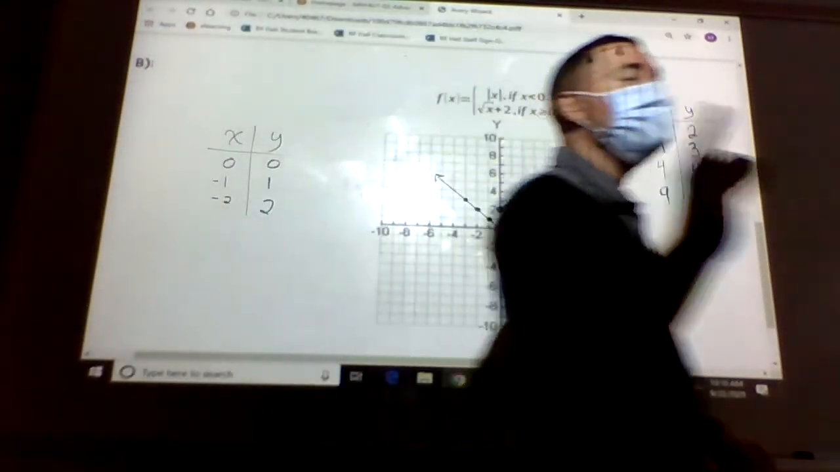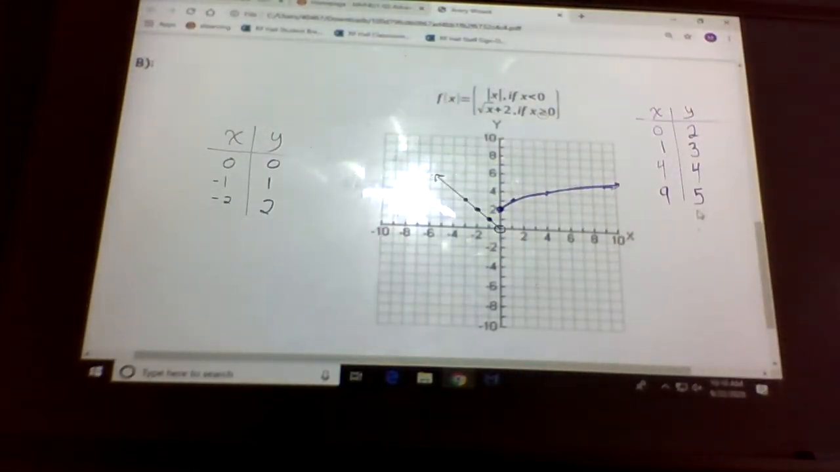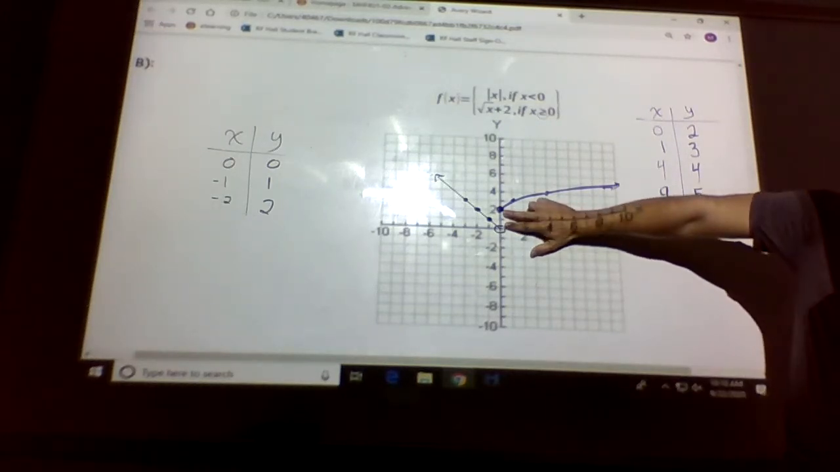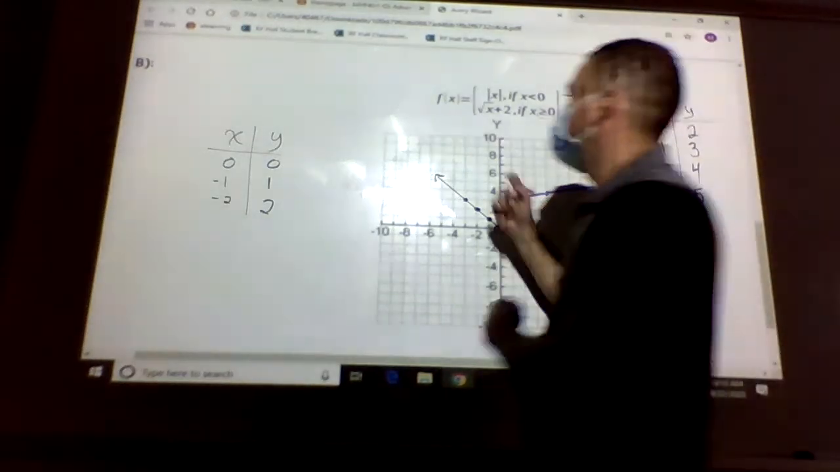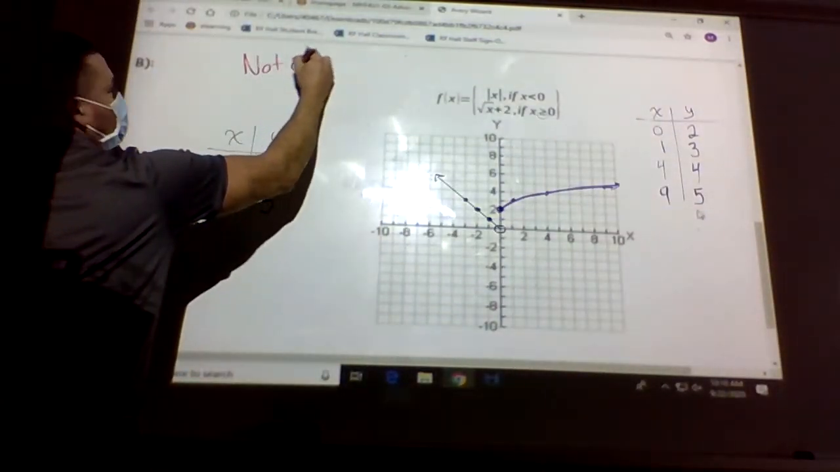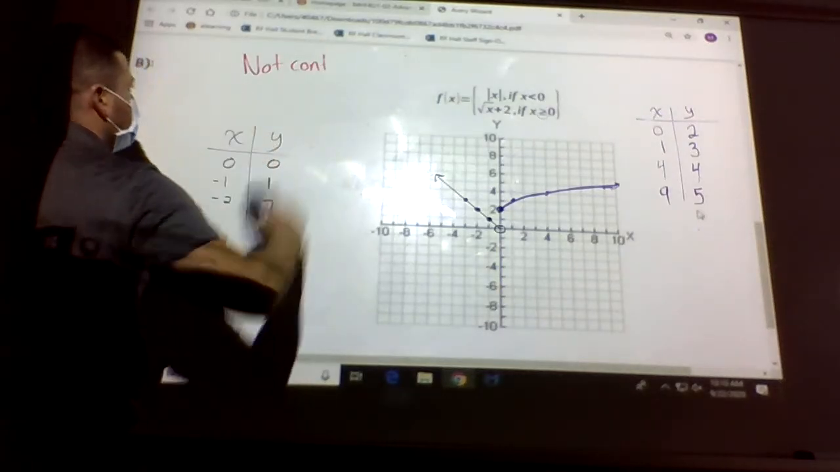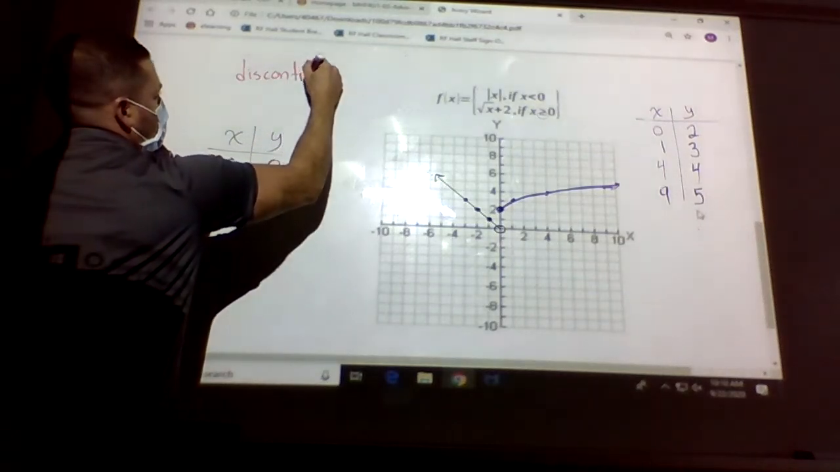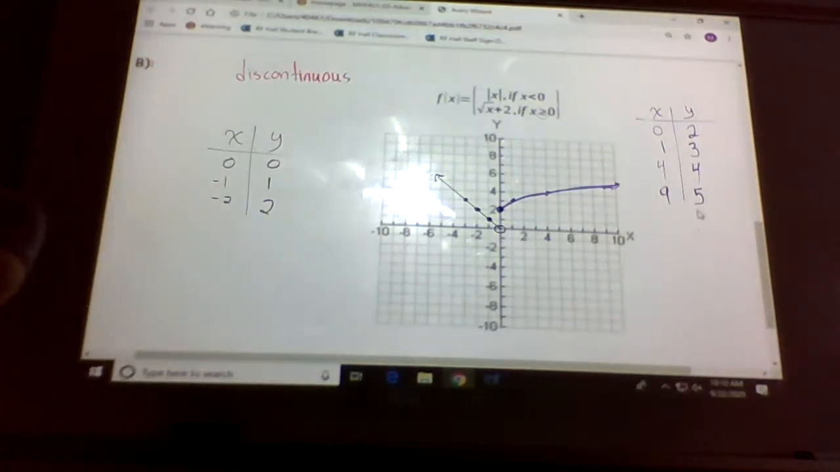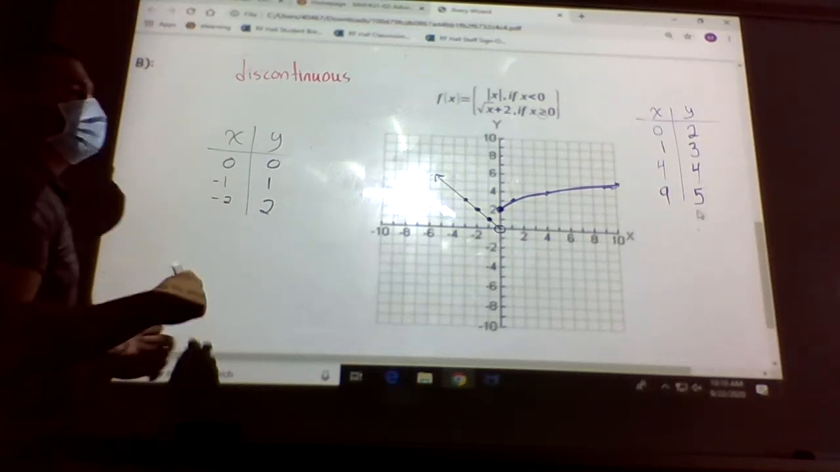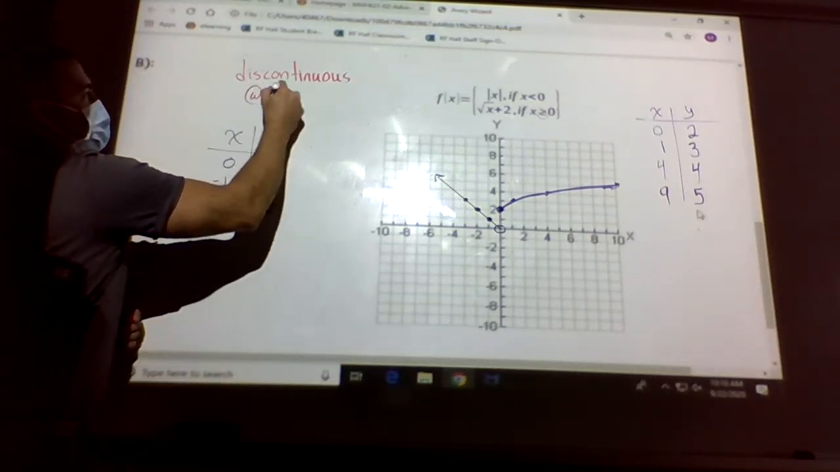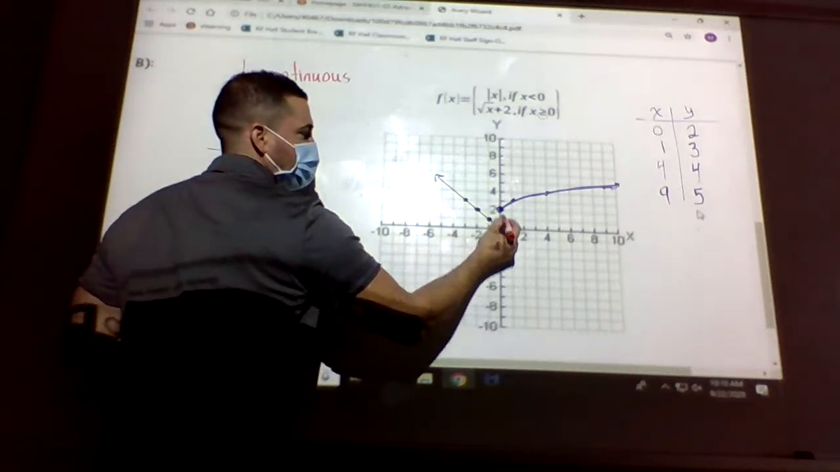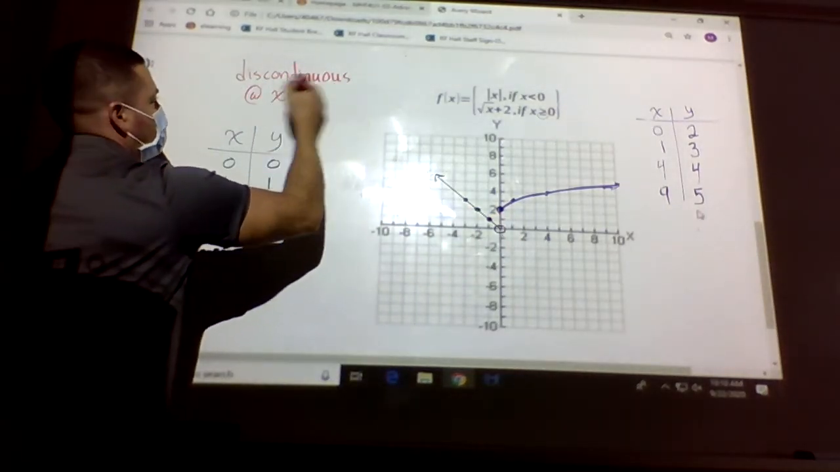Last part of the question, is this continuous? No, it's not. There's a break here. So not continuous. I'm gonna write discontinuous. And then you have to say where it's discontinuous. So discontinuous at what x value? At x equals 0. This is where x is 0. So it's discontinuous at x equals 0.